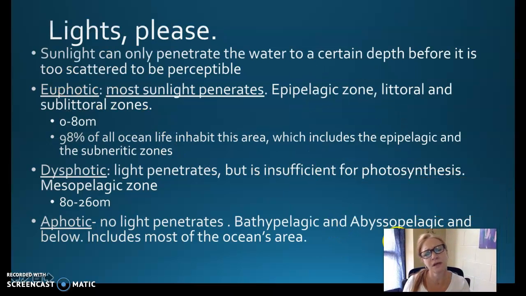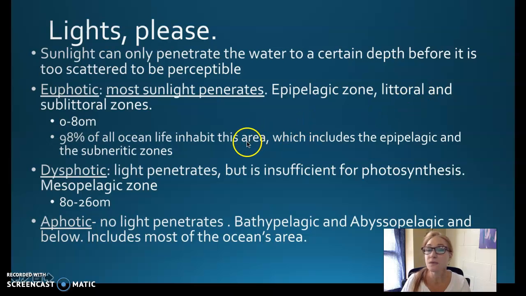And then, so there's more. So the pelagic zones are also delineated by their lights. So how much sunlight penetrates the ocean? Sunlight can only go so far. And then it starts to scatter so much that we can't perceive it anymore. And the most sunlight, the brightest, the lightest part of the ocean is called the euphotic zone. And this is the epipelagic zone out in the ocean, and the littoral and sublittoral zones in the benthic areas.